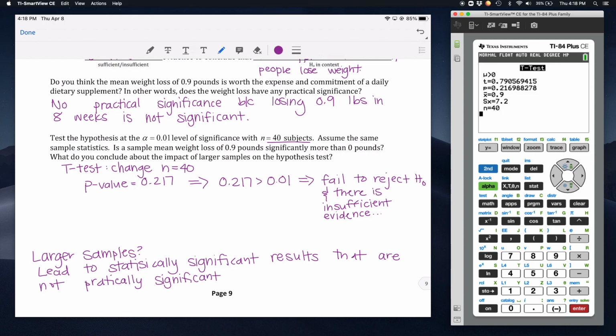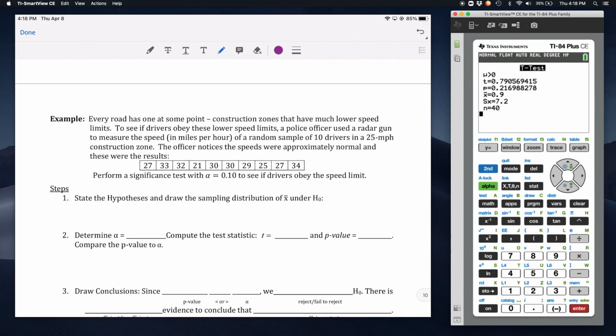Okay, we got one more example to look at together here. Every road has at some point construction zones that have much lower speed limits. To see if drivers obey these lower speed limits, a police officer has used a radar gun to measure speed in miles per hour. We got our simple random sample of 10 drivers in a 25 mile per hour construction zone. The officer notices the speeds were approximately normal. The reason why we're saying approximately normal, right, is because our sample size isn't larger than 10. So we need that condition to be true. The other one is randomness, which we have. And then the last one, remember, is independence, which is usually assumed, or you could say is less than 5% of the cars driving on the road.